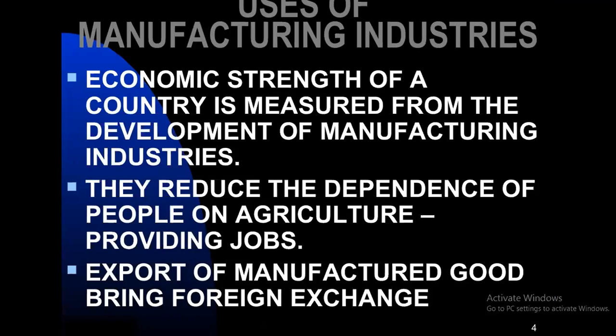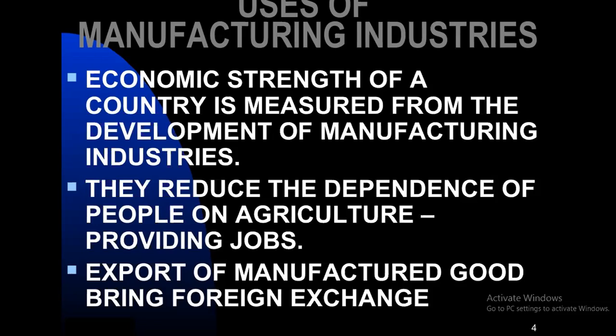Now we are going to learn about uses of manufacturing industry. Why do we need manufacturing industry? For example, if we are getting gold, or iron, or diamond from the extraction from the earth crust, can we use it directly? Can we just put it in our necklace pendant, or just put it on our finger? No. It has to be turned into a finished product.